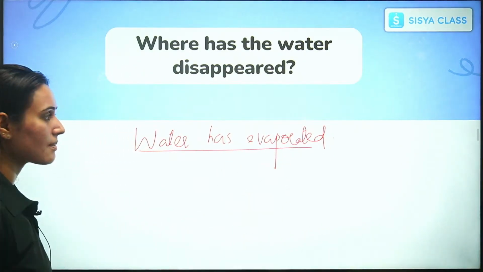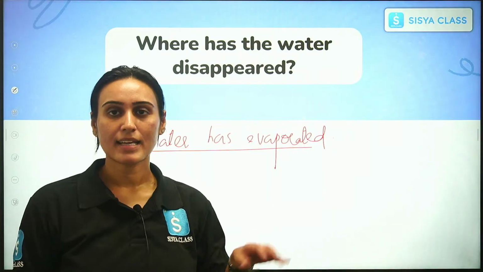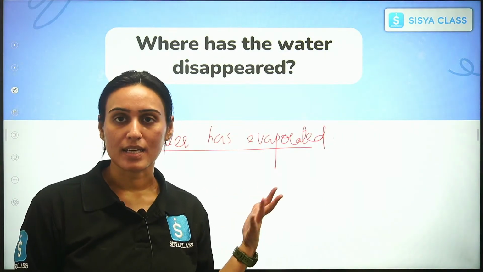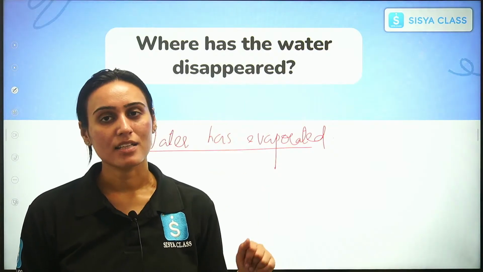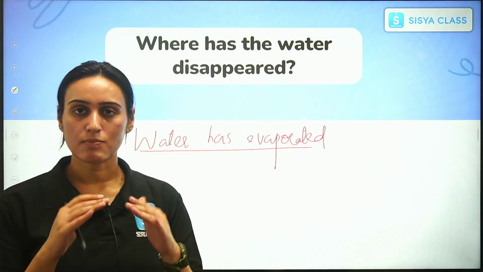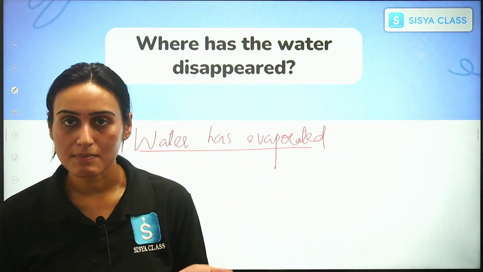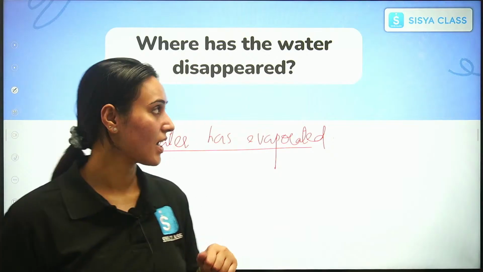So if you want to separate a solid from a liquid, you can allow that liquid to evaporate, just like we have done here with water. Water evaporates and the solid that we have mixed with that water is left behind. So by the process of evaporation, you have separated a solid component from the liquid. As simple as that. Okay?